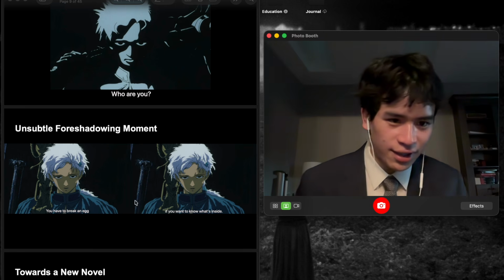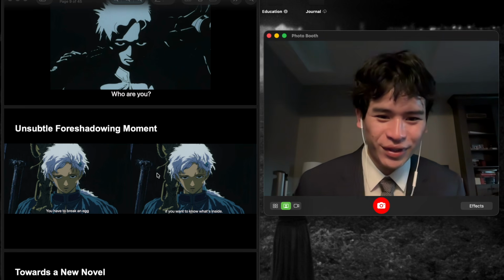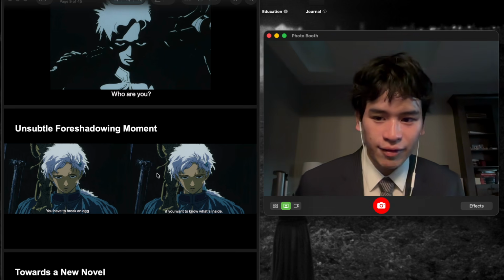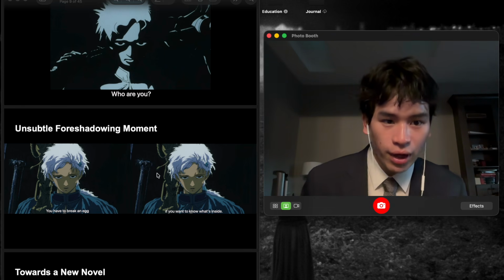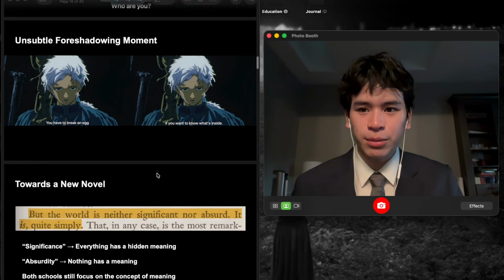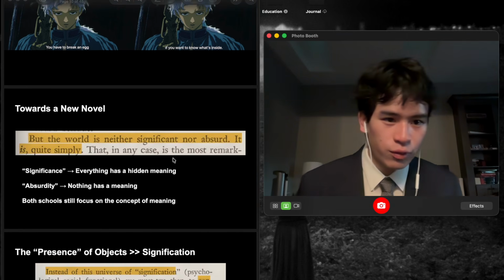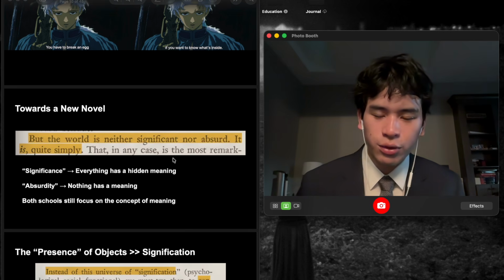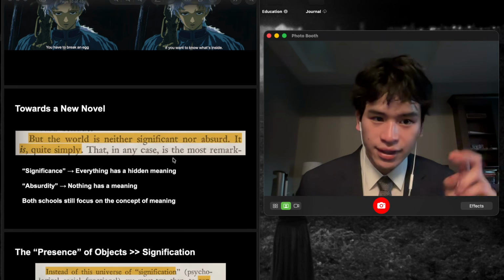You're never going to guess what this guy does in like 50 minutes into the movie. But this is the modus operandi of the psychoanalytical tradition. It's all about breaking things open in order to understand them. Now, Robbe-Grillet wants to move away from this, and he wants to, again, move towards this idea of the new novel. Now, for him, the new novel is not significant, and it's also not absurd.